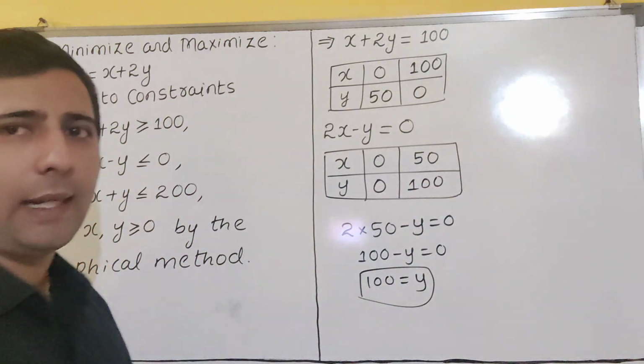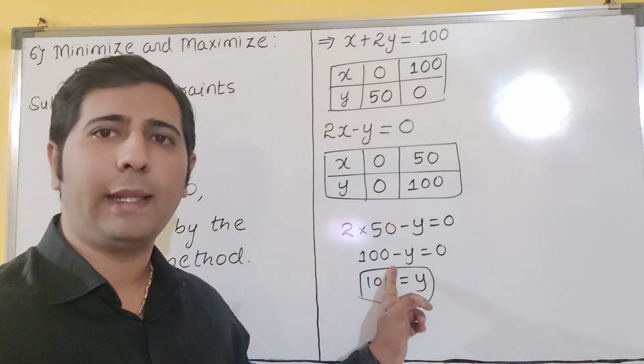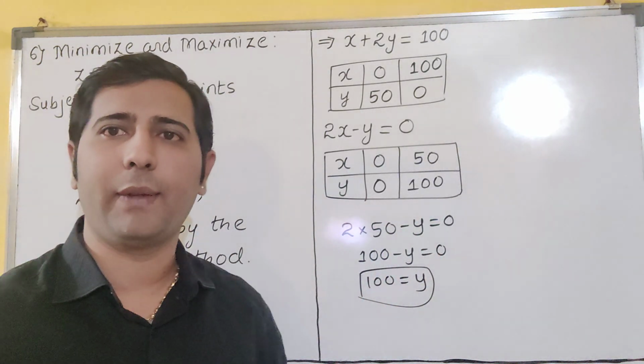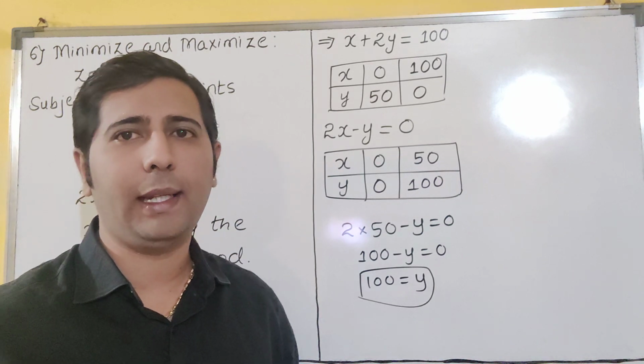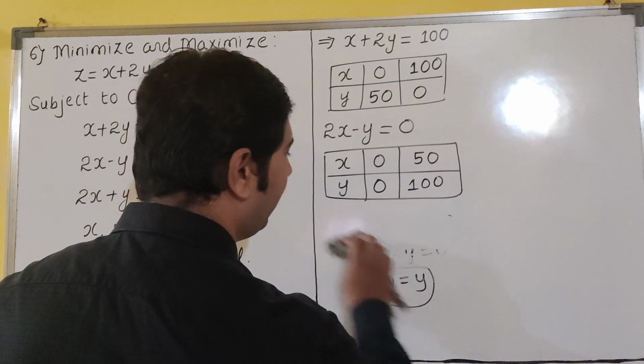I hope you can understand this. 2 into 50 is 100. 100 minus y is equal to 0. Minus y, if you take this side, y is equal to 100. I hope it is clear, everyone. Understood or not? Everyone? Yes. Very good. So now see here.